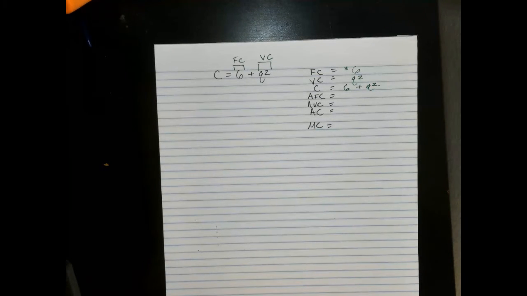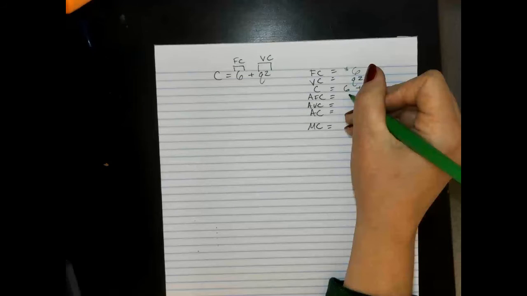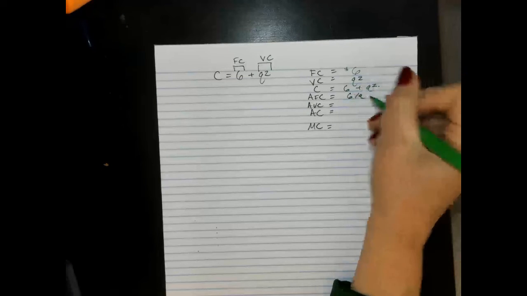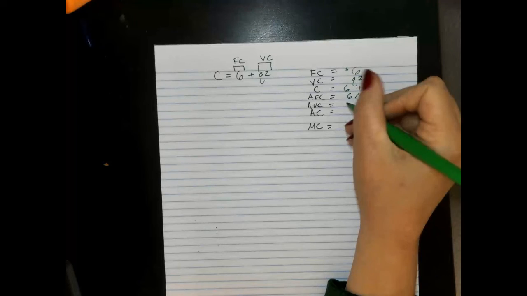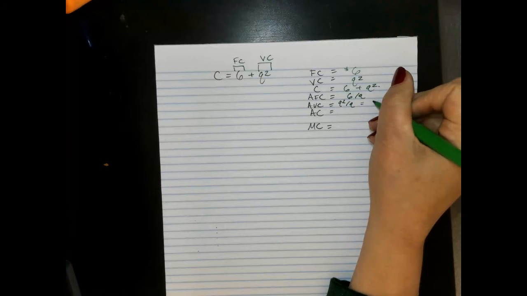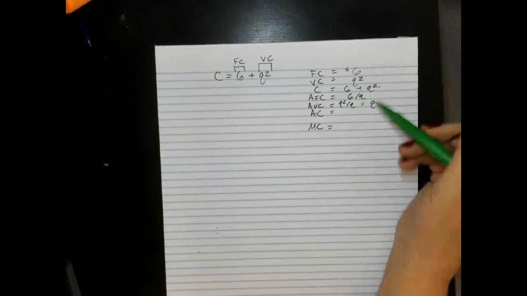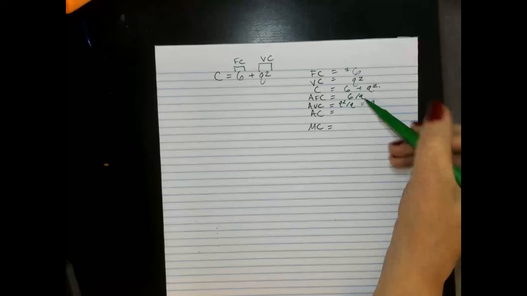So far, so good. For average cost, we want to take our fixed cost and divide it by Q. So our average fixed cost is going to be 6 divided by Q. Our average variable cost is going to be Q squared divided by Q, which is actually just Q. And then our average cost is going to be 6 divided by Q plus Q.